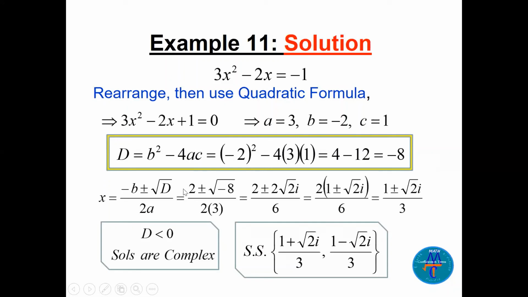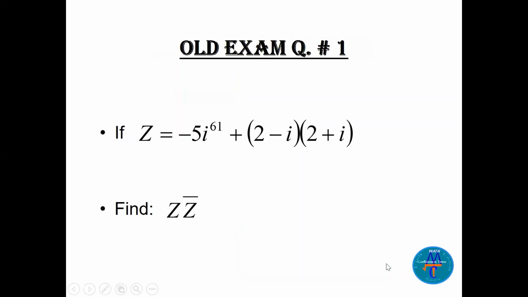See, negative. Discriminant negative, so the solutions are complex. So put it here, square root of minus 8, we have i. See, that's why we have this question in this lecture. So square root of 8 becomes 2 square root of 2. Take common factor 2, then cancel. So the solutions will be 1 plus square root of 2 i over 3, and 1 minus square root of 2 i over 3.